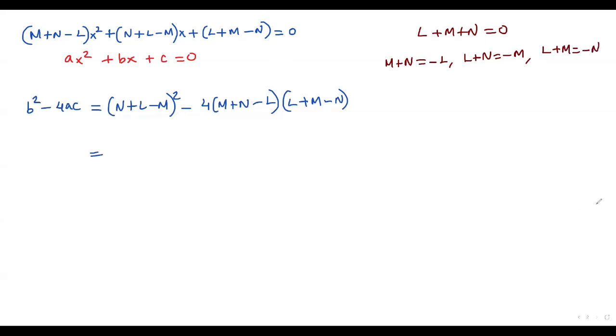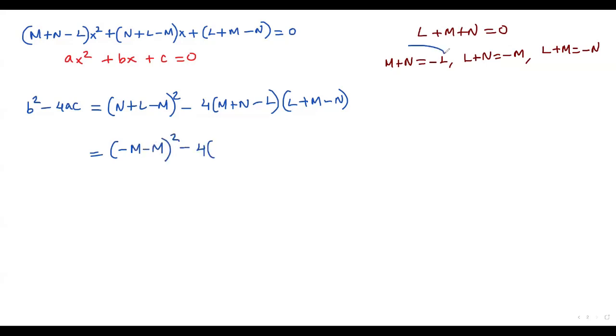Okay, now let me consider the first term over here, that is (n + L − m) whole square. So we got that n plus L equals negative m. So we can plug in negative m for this n plus L over here. Then I'm getting (negative m) the whole square, negative 4 times.